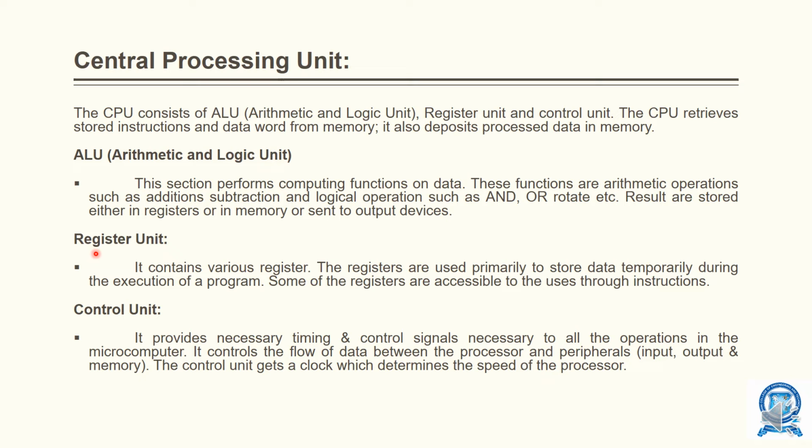Then the second block is the register unit. It consists of various registers. The registers are used primarily to store data temporarily during the execution of a program. Some of the registers are accessible to use through the instructions. Control unit. It provides the timing and control signals necessary for all operations in the microcomputer. It controls the flow of data between the processor and peripherals. The control unit gets a clock which determines the speed of the processor.